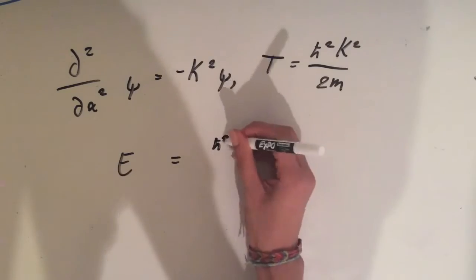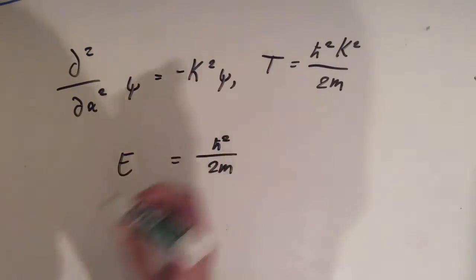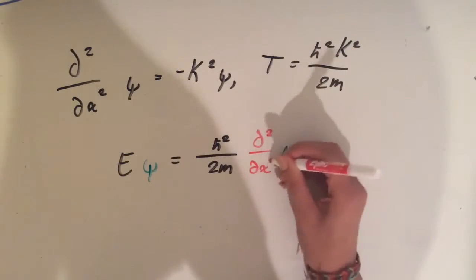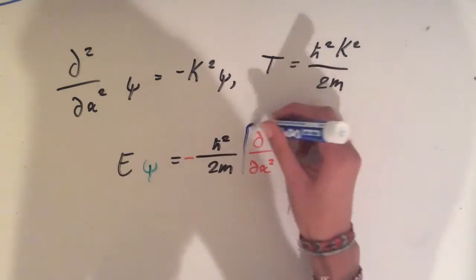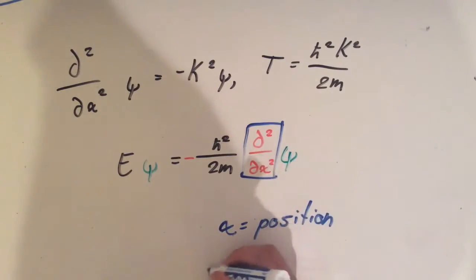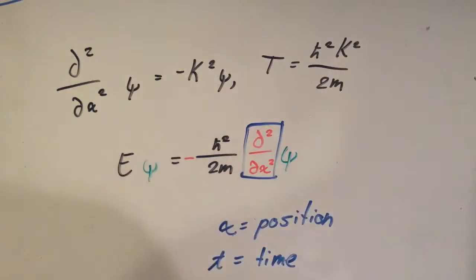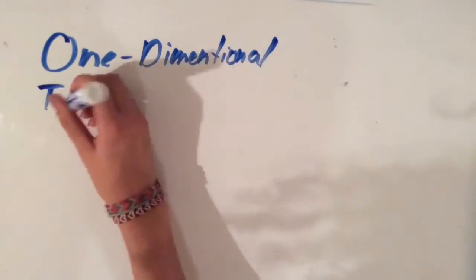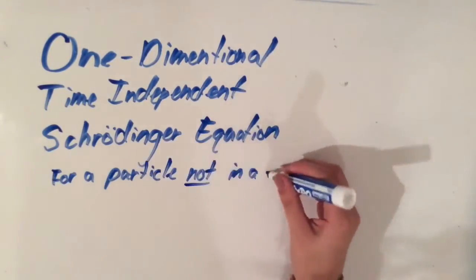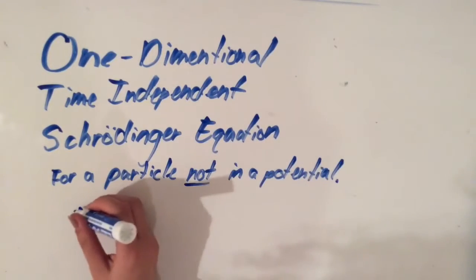Next, we can add the wave function, which is represented by psi, which allows our answer to be more precise. We can add in our k squared that we generated from the wave equation, which is negative. Notice how this is a partial derivative instead of a total derivative. This is because there is more than one variable in the function. Yay! So now we have the one-dimensional, time-independent Schrodinger equation for a particle not in a potential, which is 1D TISE in free space for short.